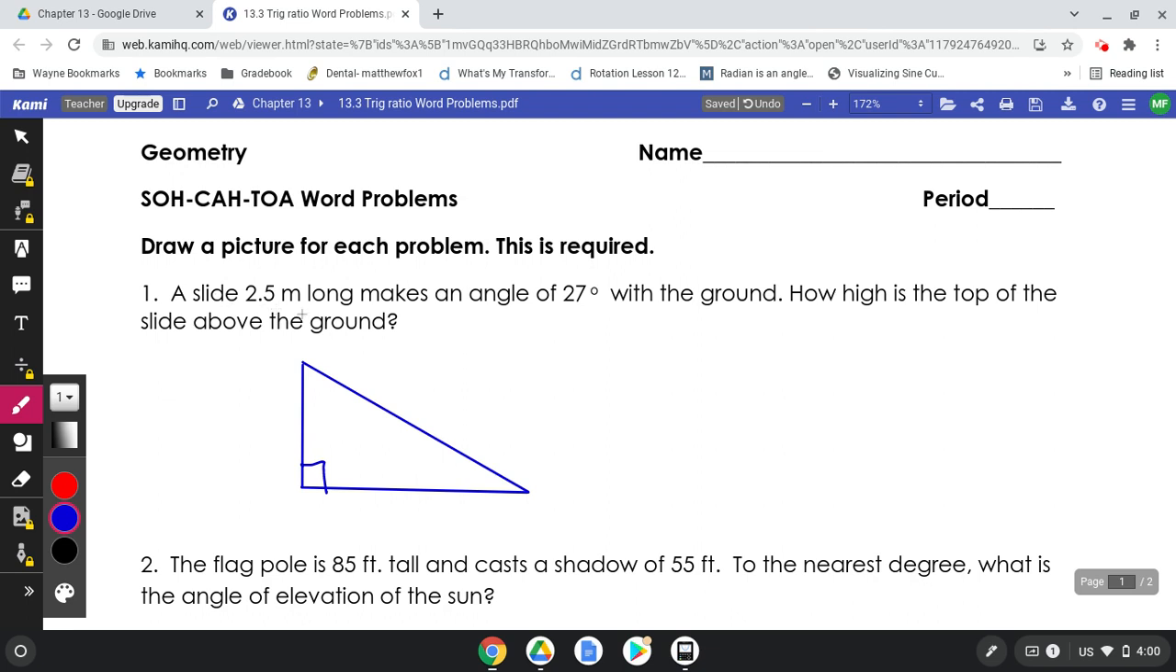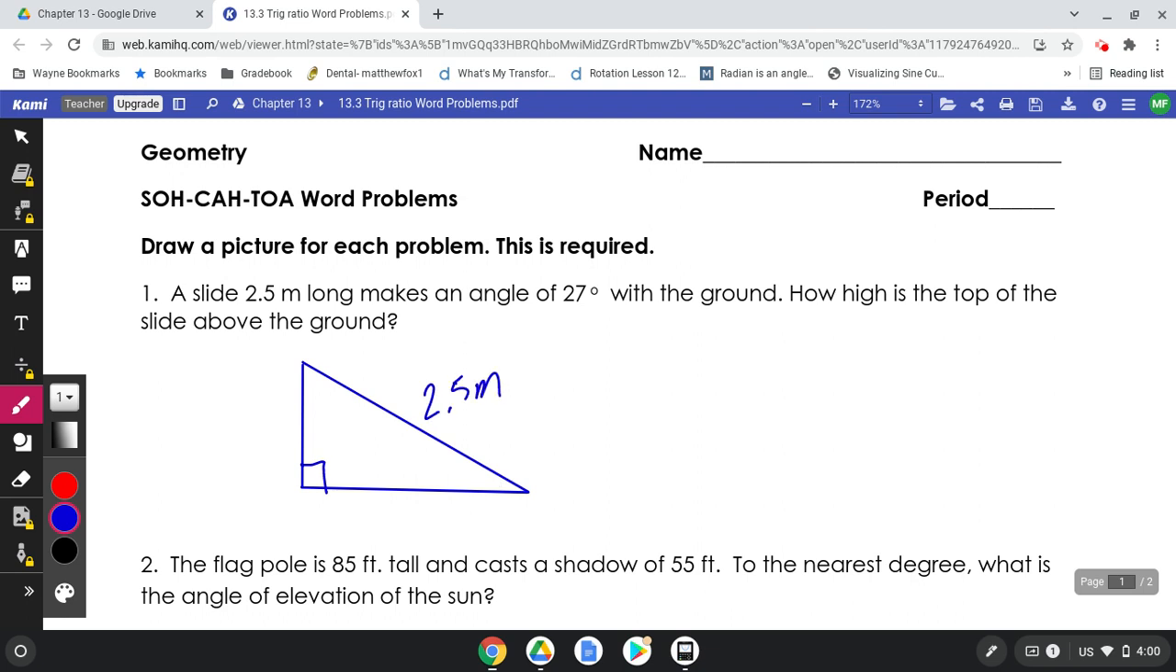If we think about it, a slide, we know the slide does not mean straight up and down, right? That would not be a very fun slide. You just fall and thump into the ground. A slide is not flat, or you wouldn't move. A slide goes at an angle. So this is our slide. Okay, so I can put 2.5 meters.